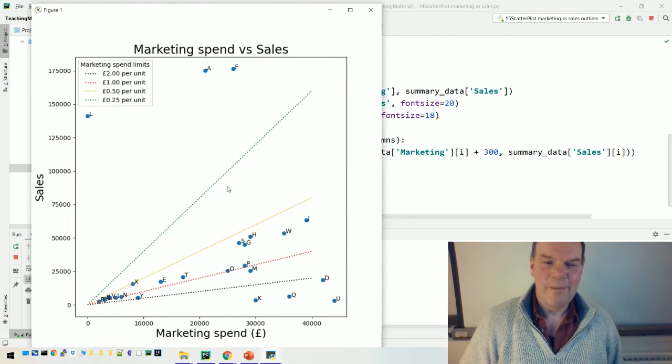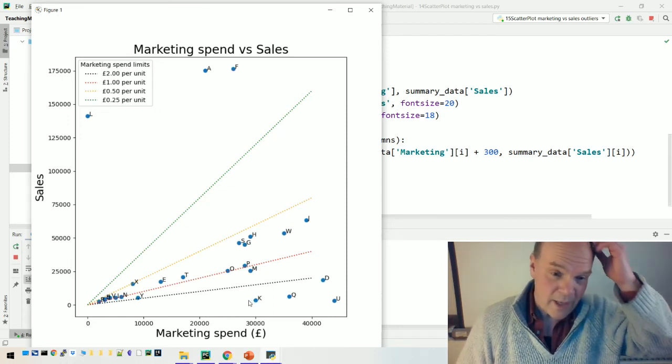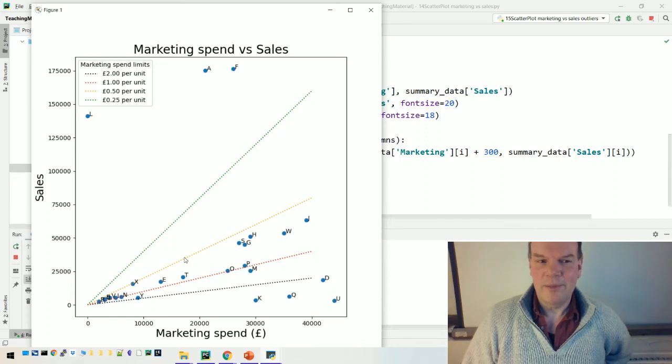So there you go. Anything above the green line is below 25 pence per unit sold. Okay, so above the green line is below 25 pence per unit. So it's very low marketing for these AF and L at the top here. Anything between the orange and red lines, which is where most of them are, between £1 and 50p per unit, that's the kind of normal. And these ones down the bottom, below this black line, are more than £2 per unit. Okay, so we're spending more than £2 of marketing for each item that we're selling.